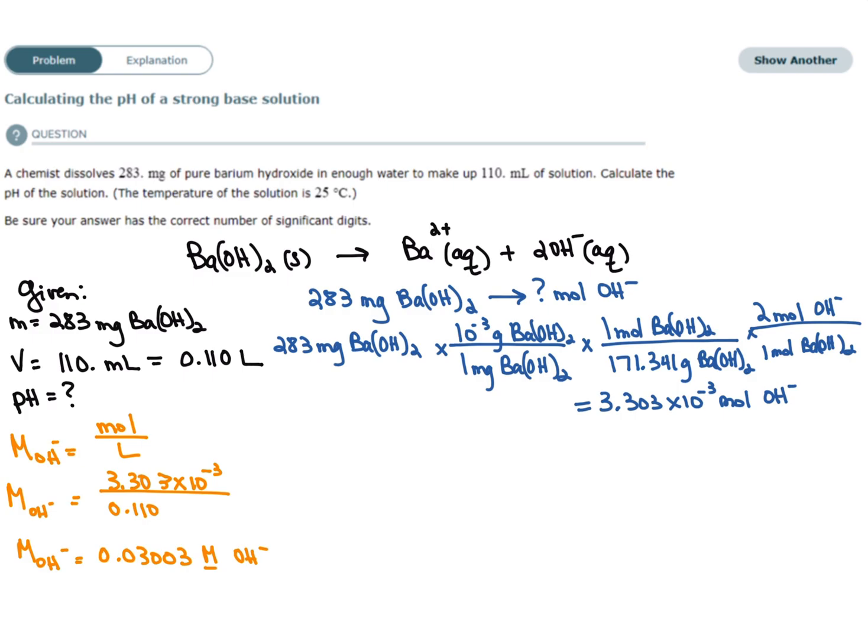This is not my final answer, but if it were to be my final answer, I would have had 3 significant figures based on my given information. But I'm going to take this out a digit or 2 and keep going with the math. Now that I have the molarity of OH, I can go ahead and find the concentration of my H3O plus. Kw is equal to the concentration of H3O plus times the concentration of OH minus. I have Kw.